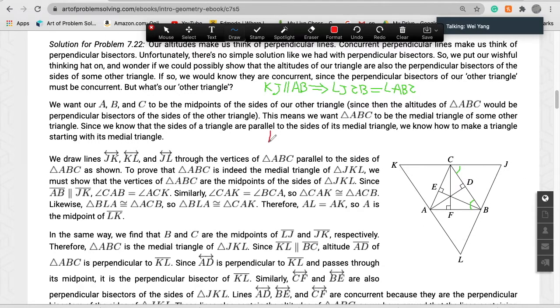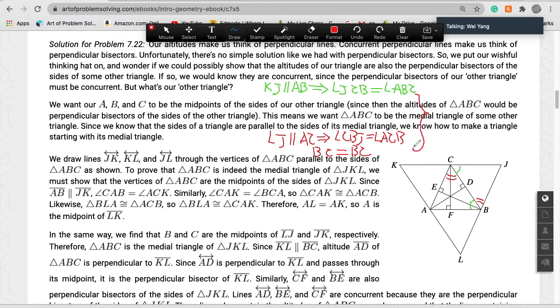Second one, we can get LJ right here. LJ parallel with AC. From this, you can get this angle equals this angle, because this one is parallel with this. Then we get the angle CBJ equals angle ACB. Then these two triangles share the side BC. So BC is congruent with BC.